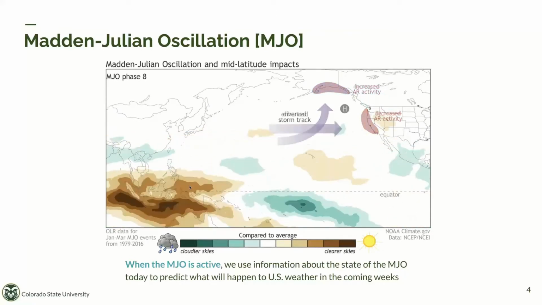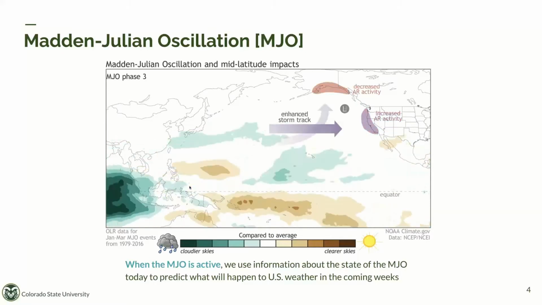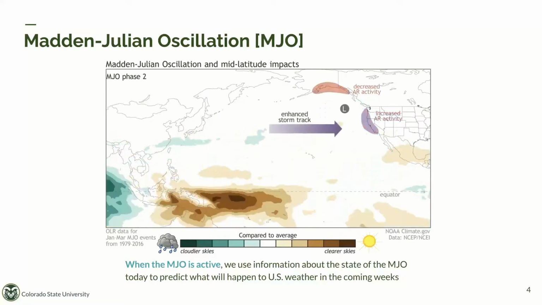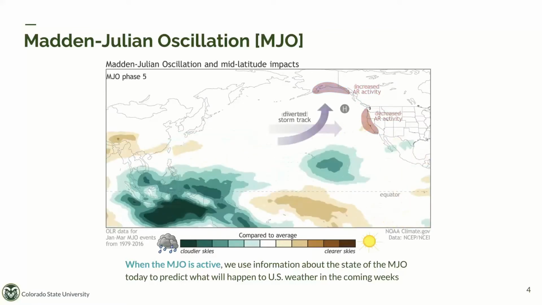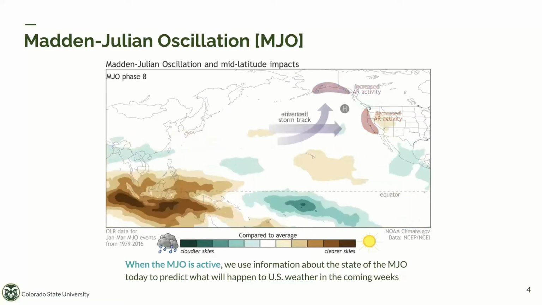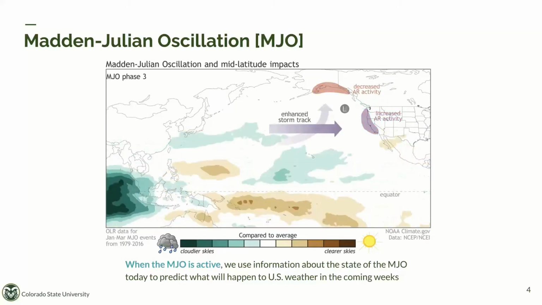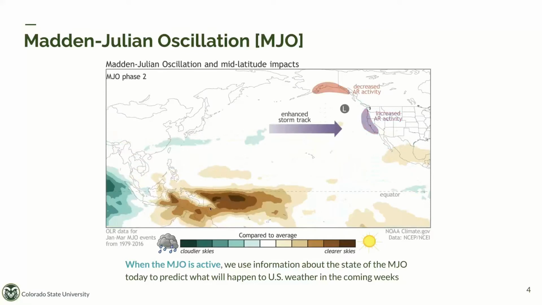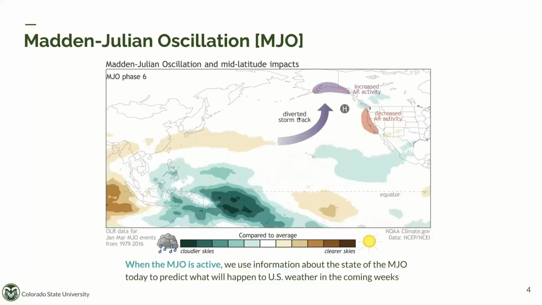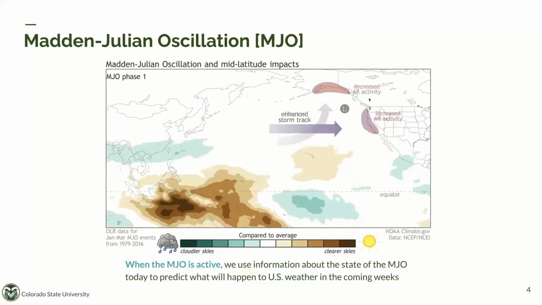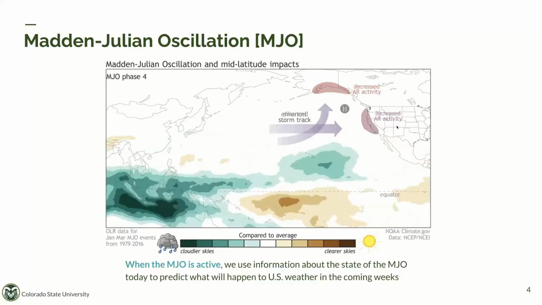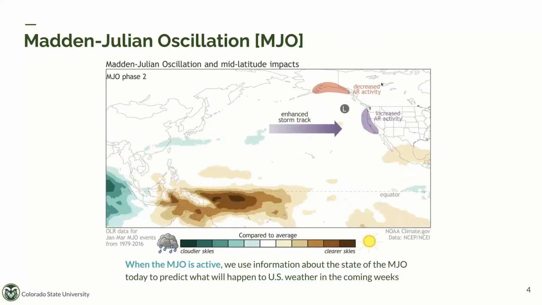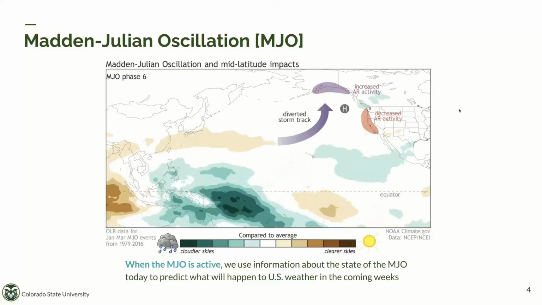When the MJO is active, we can use information about the state, or the amplitude and location of the MJO, which is denoted by its phase, to predict what will happen in the US or the North Atlantic or Europe in the coming weeks. For example, the MJO has been shown to change the storm track, which has led to decreased AR activity or increased AR activity, depending on where you're looking, over the United States.